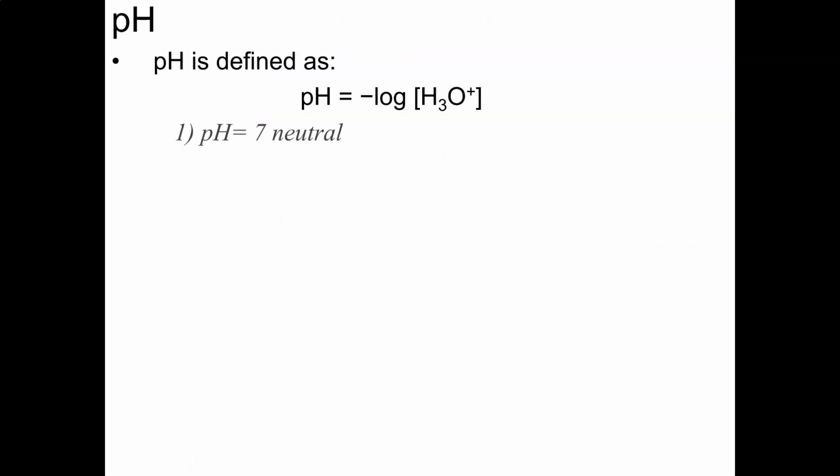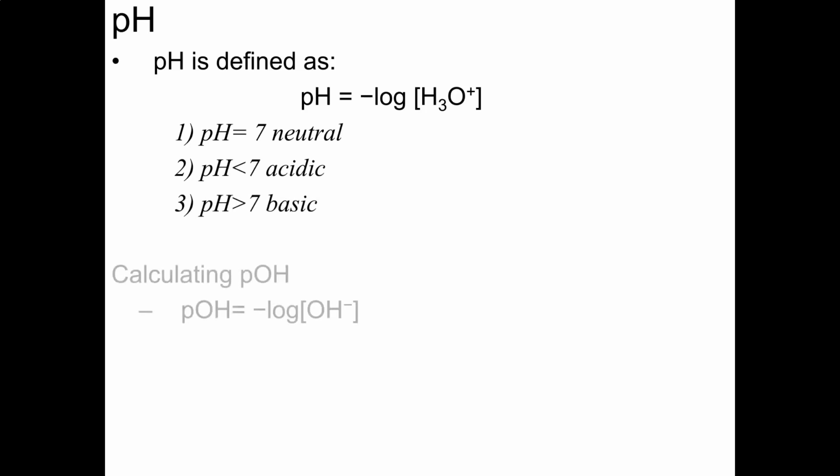That's all it is. If you get a 7, it's neutral. If it's less than 7, it's acidic. If it's greater than 7, it's basic. Those are your three options. There's nothing else going on.